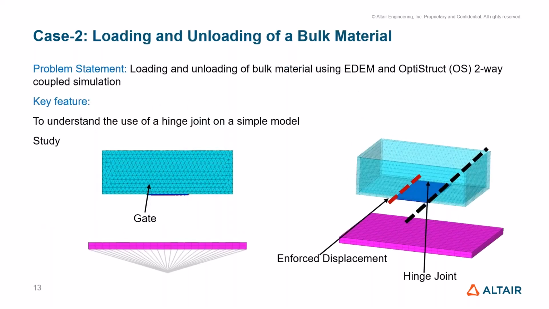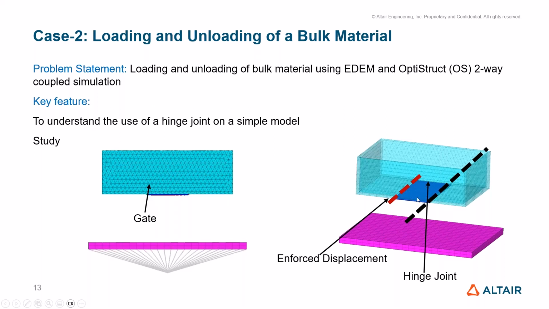So the second case is loading and unloading of bulk material, where this exercise intends to demonstrate the key feature of how to make the gate rotate. To model this, there is a box structure which is modeled with tetrahedral elements, and the gate, which you are seeing in thick blue color.